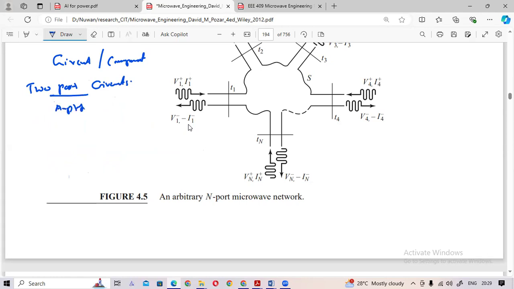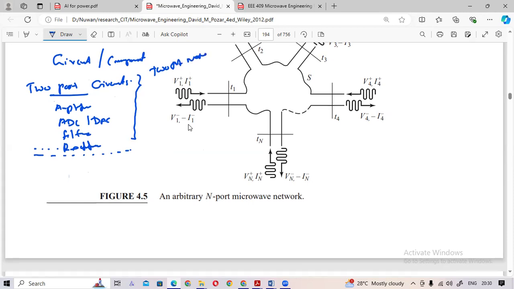Amplifier, analog to digital converter, digital to analog converter, filter, and rectifier: these kinds of components or circuits are two-port circuits, two-port networks.